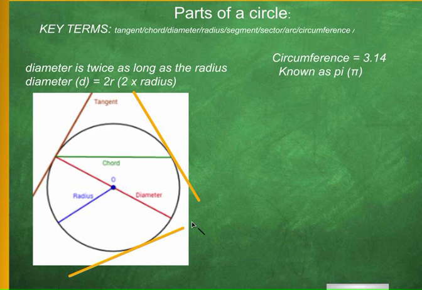Here's another tangent. Here's another tangent. That's a tangent. Okay. On the inside of a circle, we see the word diameter and radius.